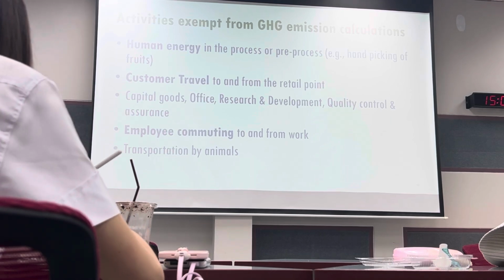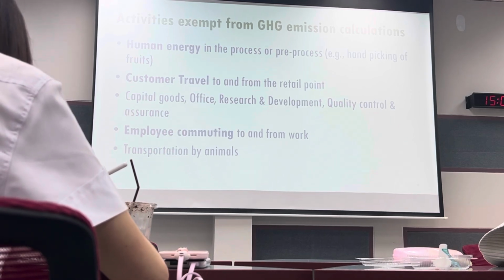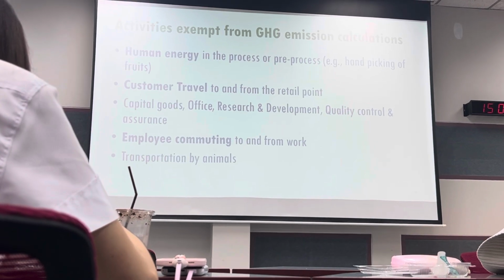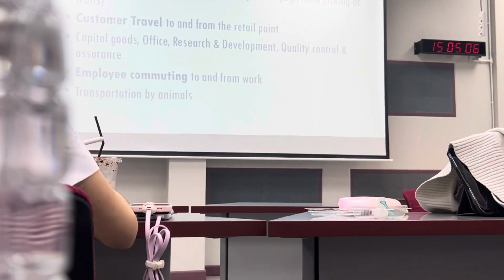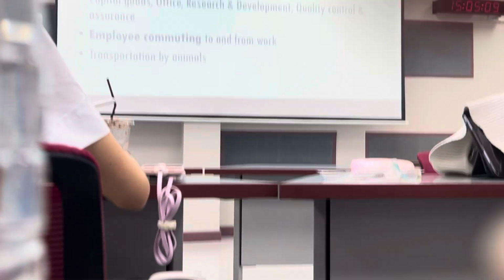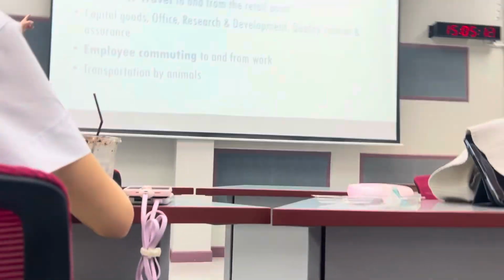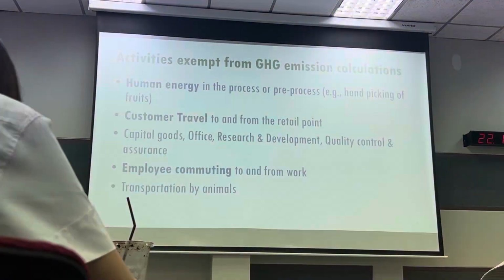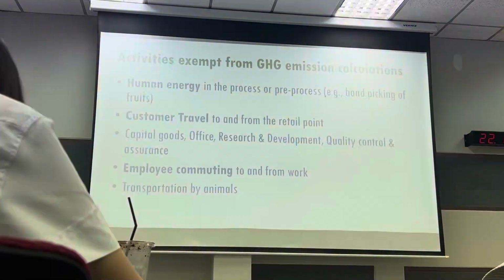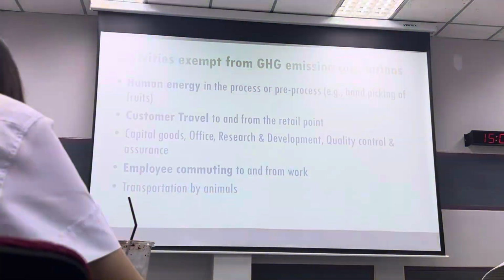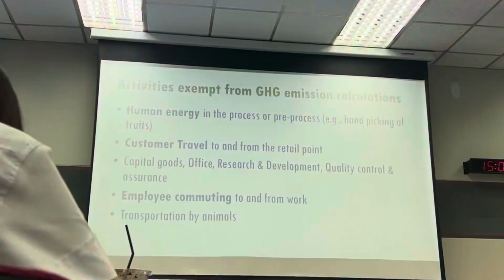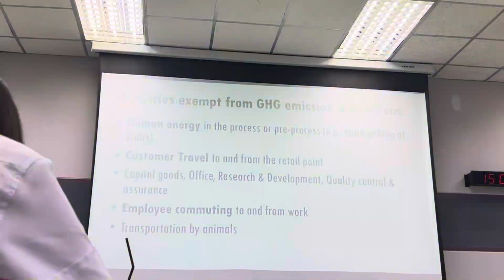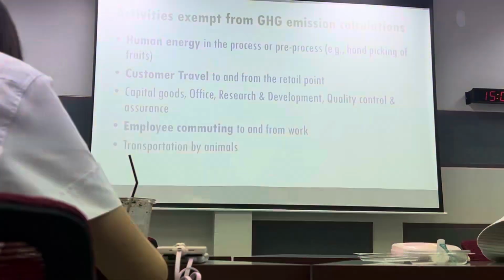Some activities are exempt from the calculation: human energy. So if you do something by hand, no carbon dioxide emission. For example, you go to an apple orchard and pick apples by hand to make apple juice. The hand picking part emits no CO2, so it's exempt. Customer travel, so a customer goes to buy your product from 7-Eleven. That carbon emission during the travel doesn't count.